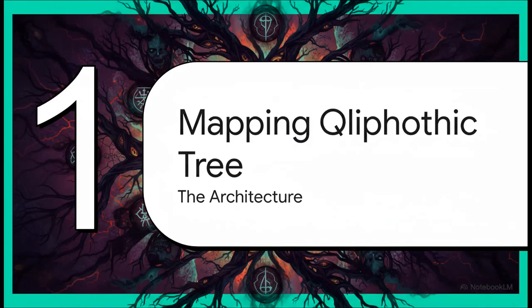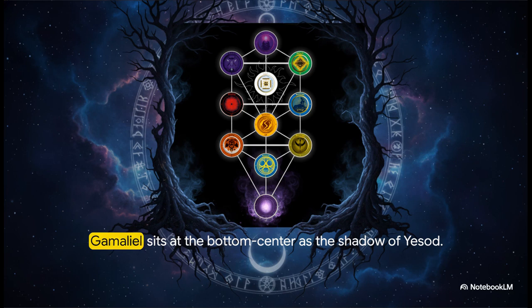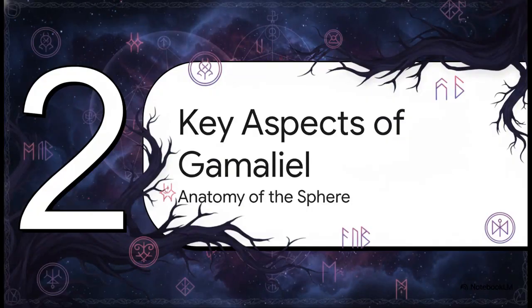All right, let's jump right into Section 1, mapping the Qliphothic tree, the architecture. To get the big picture, we first need to orient ourselves. We have to pinpoint exactly where this specific sphere sits within the grand, dark architecture of the tree. Sitting right down there at the bottom center, Gamaliel essentially acts as the shadow of Yesod. You can think of it as the foundational threshold, literally the front door to your subconscious and the astral plane. It's the gateway, the very first deep dive you take when you decide to explore the hidden, nocturnal side of the mind.